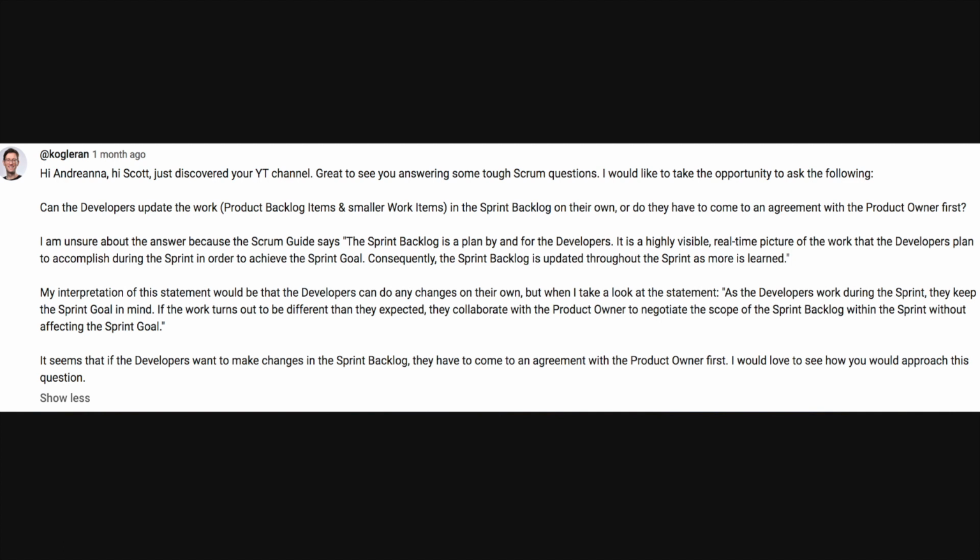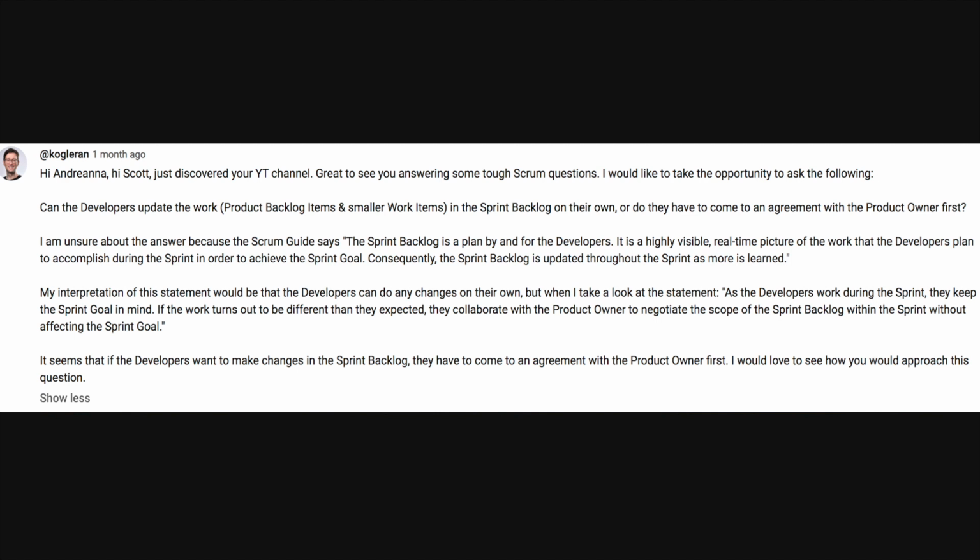Can the developers update the work, product backlog items, and smaller work items in the sprint backlog on their own, or do they have to come to an agreement with the product owner? I'm unsure about the answer because the Scrum Guide says the sprint backlog is a plan by and for the developers. It is a highly visible, real-time picture of the work that the developers plan to accomplish during the sprint in order to achieve the sprint goal. Consequently, the sprint backlog is updated throughout the sprint as more is learned.